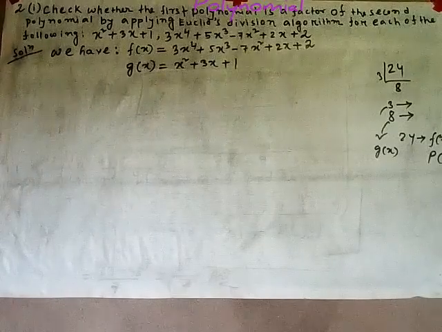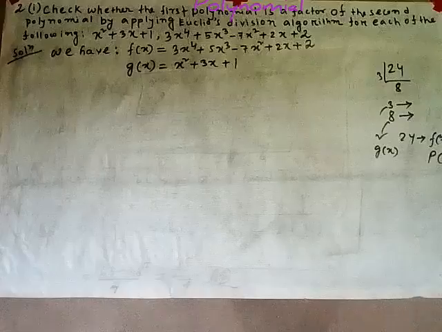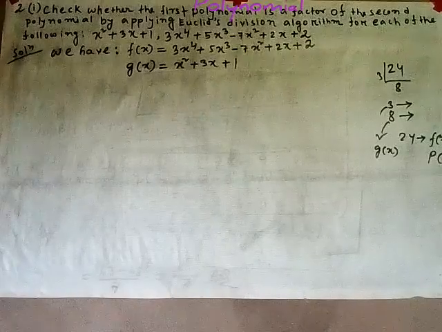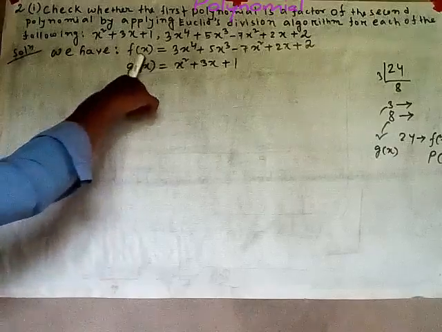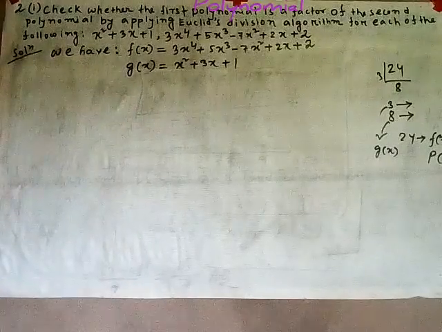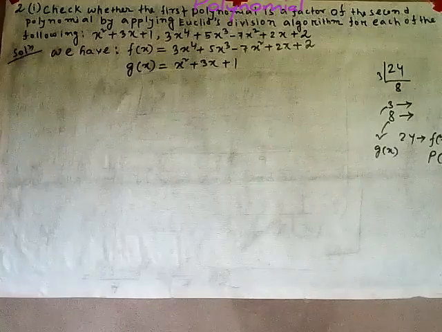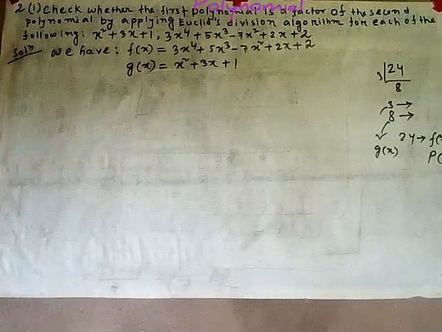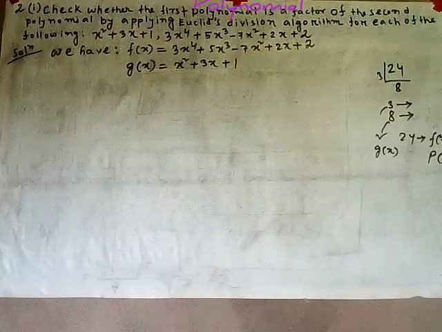So what does all this mean? The meaning is that f(x) means the dividend, g(x) means the divisor, q(x) means the quotient part, and r(x) means the remainder part.